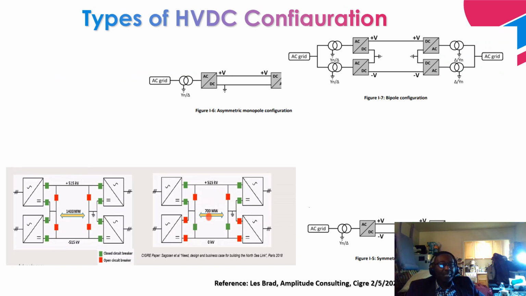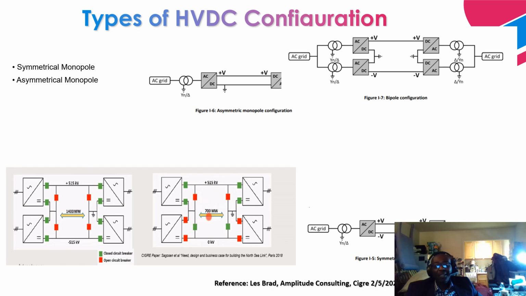Next, we'll talk about the types of high voltage DC configurations that we have. First, we'll talk about the symmetrical monopole configuration. And what is a symmetric monopole configuration? As you can see over here, this is a symmetric monopole configuration. We have a positive pole and a negative pole. The reason why we utilize the word symmetric monopole is because both poles are similar, have the same rating.